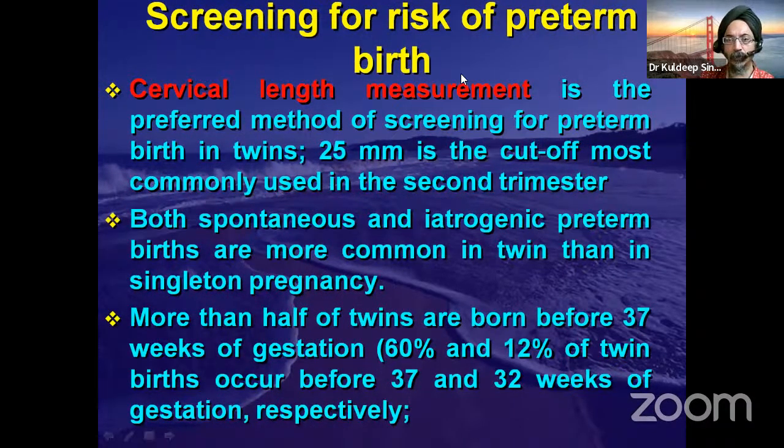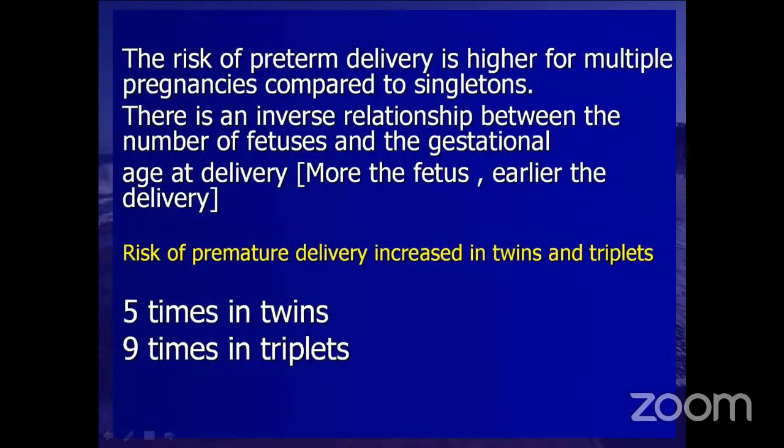Now comes on to the risk of preterm birth. Cervical length measurement. We have 25 millimeters as the cutoff. Spontaneous and iatrogenic preterm births are more common in twins than in singletons. There's lots of debate on the moment it's a twin, the moment it's a so-called precious pregnancy, should we put in a cerclage? That's not for me, but for obstetricians and you all to be debating whether that's required or not. More than half of twins are born before 37 weeks. So it's 60% and 12% at 37 or 32 weeks of gestation.